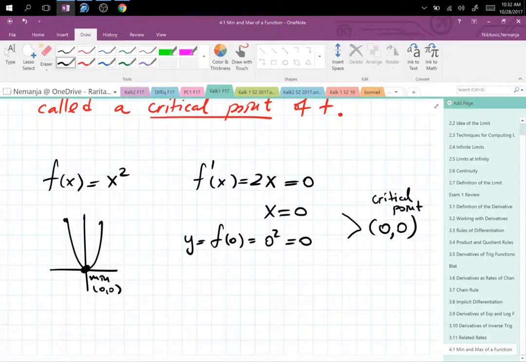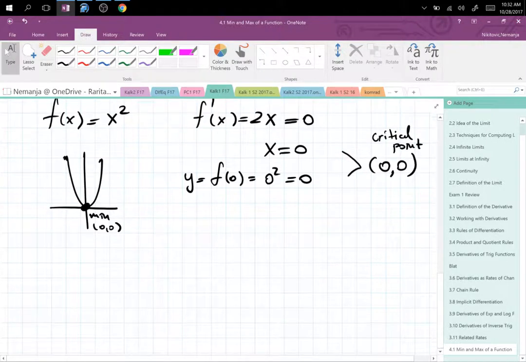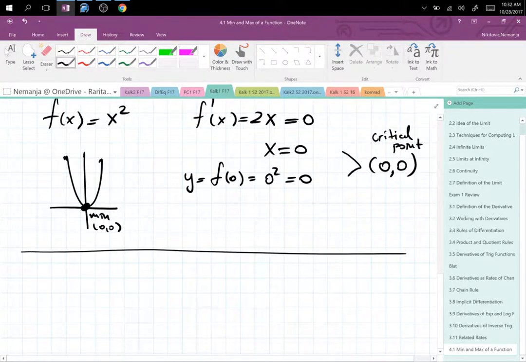Now, we know what the graph of x squared looks like, right? We know what it looks like, and we know that in this case it's a minimum. Will this procedure work like this all the time? The answer is no. It will work out most of the time. I will immediately give you an example where not thinking can get you in trouble.